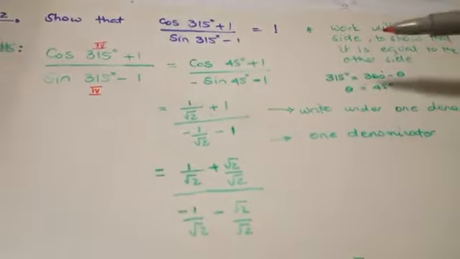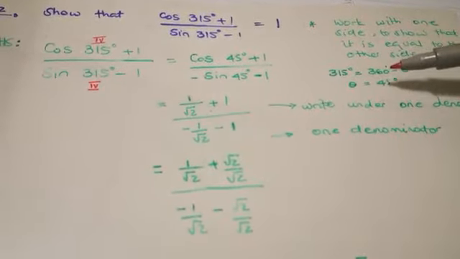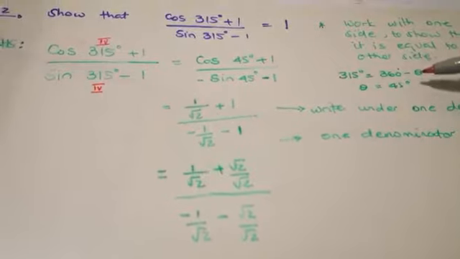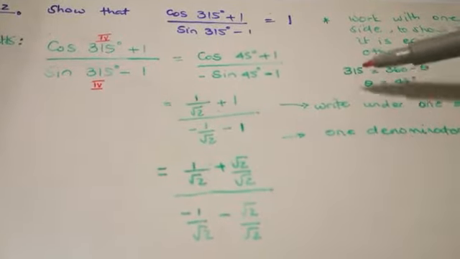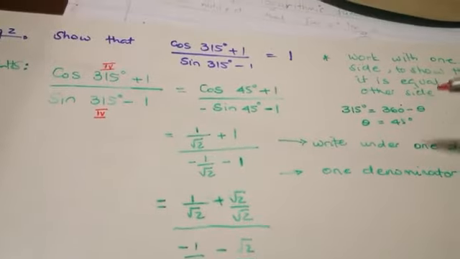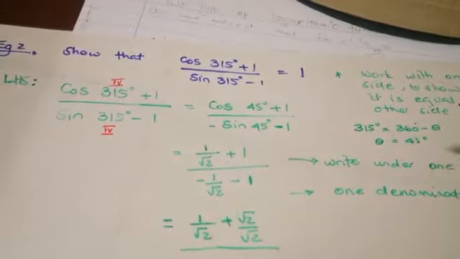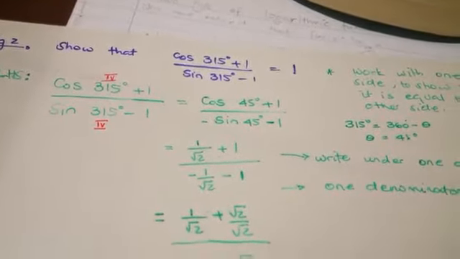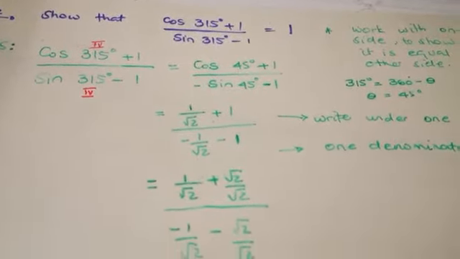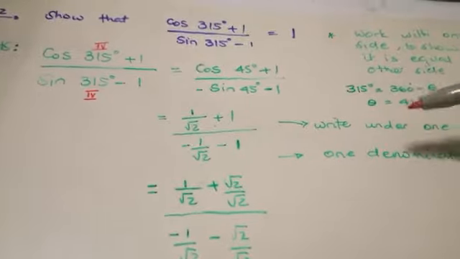So 315 is in the fourth quadrant. So fourth quadrant angles, they are 360 minus theta. There's no other way that you can run around this. You have to work it like this. Please don't use 270. It's going to confuse you. Just use 360 and the 180 for the other quadrants.